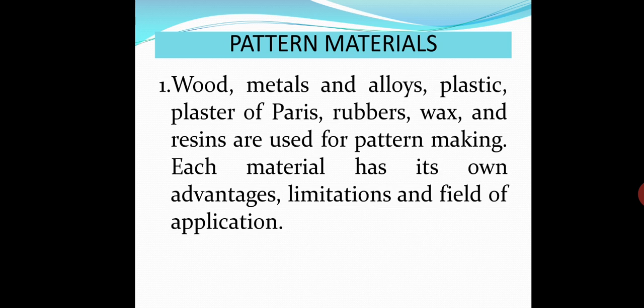So what is the pattern material? To prepare a pattern, different materials are used depending on the use of the pattern. Wood, metals and alloys, plastic, plaster of Paris, rubber, wax and resins are used for pattern making. Each material has its own advantages, limitations and field of application.